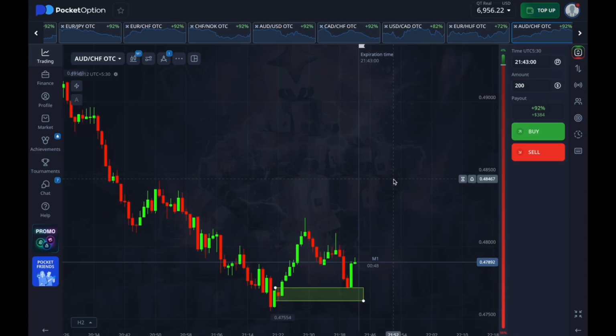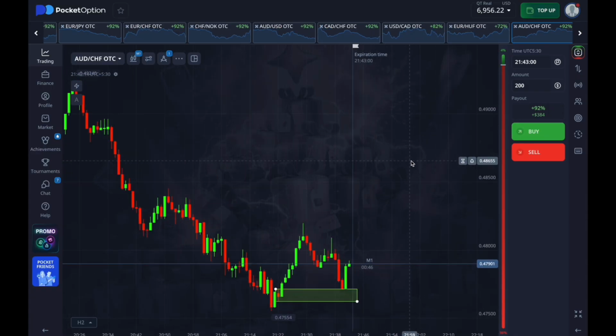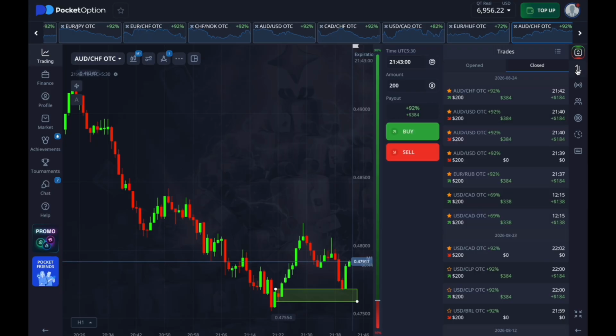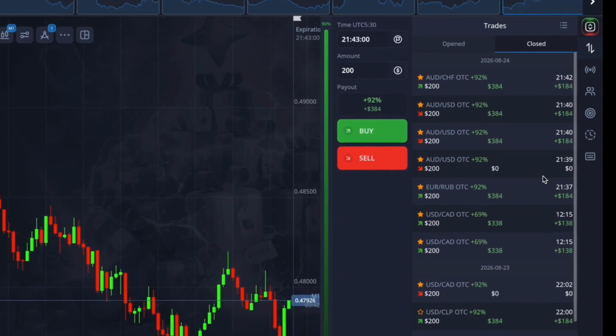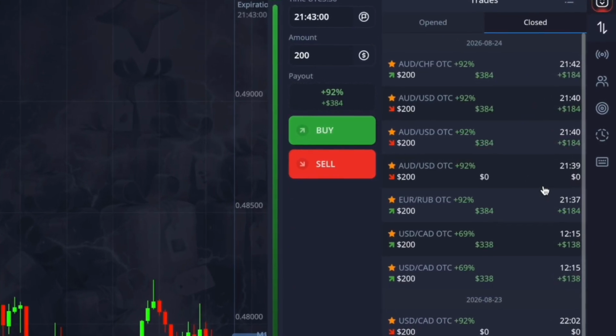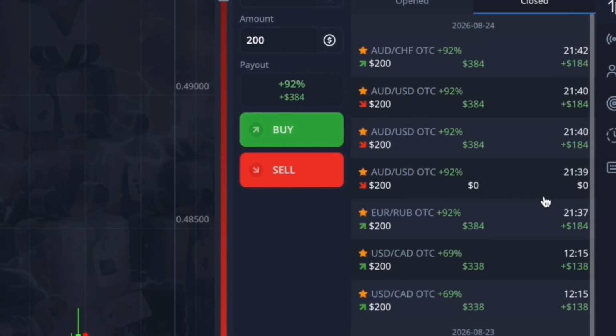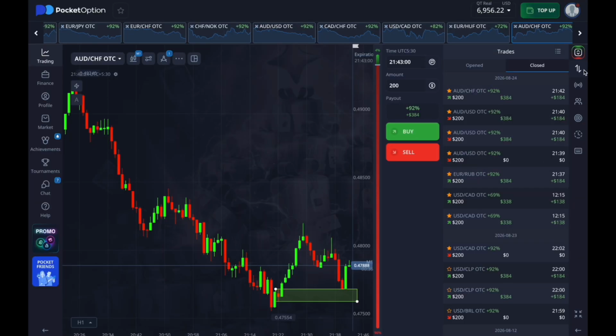Alright traders, I hope now you know how you can take confirmations while taking trades in Pocket Option. These all are my trades. I've taken trades after so many days, and I have lost one trade, which is completely normal.